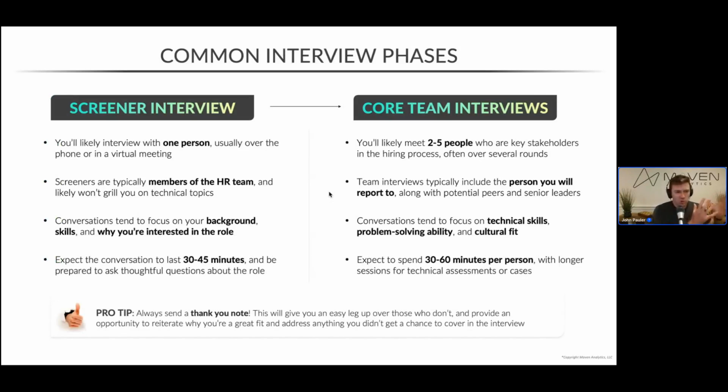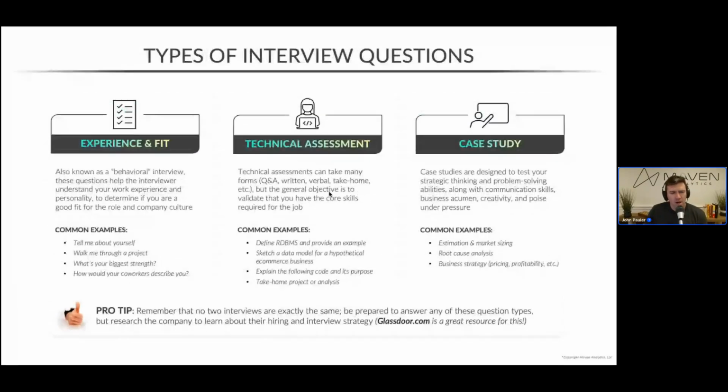The different mentality for a screener interview versus the core team interview, which is usually a little bit more in depth. Again, that's something that Aaron talked about yesterday. Types of interview style questions: the experience and fit, the technical assessment, the case study. Personally, my favorite as a hiring manager is always the case study. I feel like that's where I really feel comfortable making a decision, like whether I think I would like working with a person or not, is actually going through a problem and working it. And Aaron goes through some of the most common case studies, so definitely check that out. That's a really common interview method for data positions.